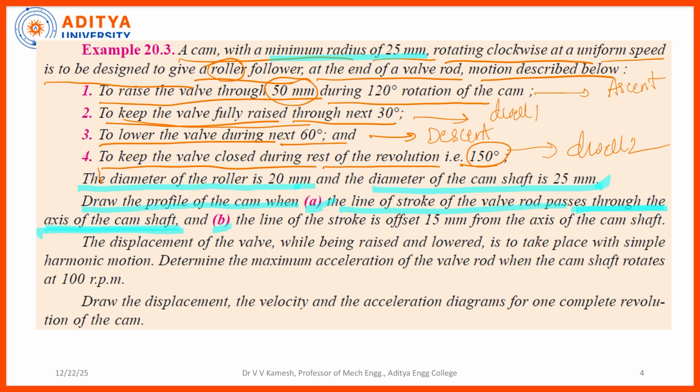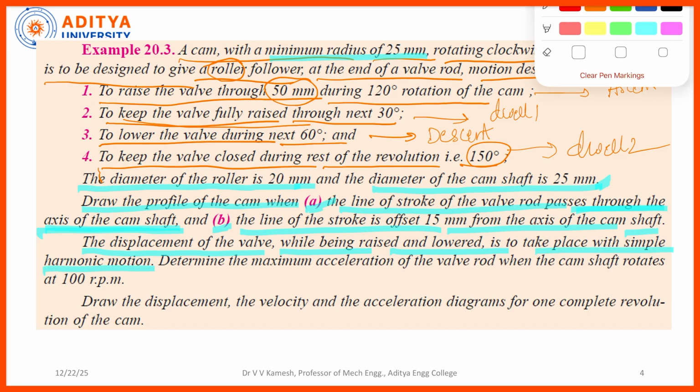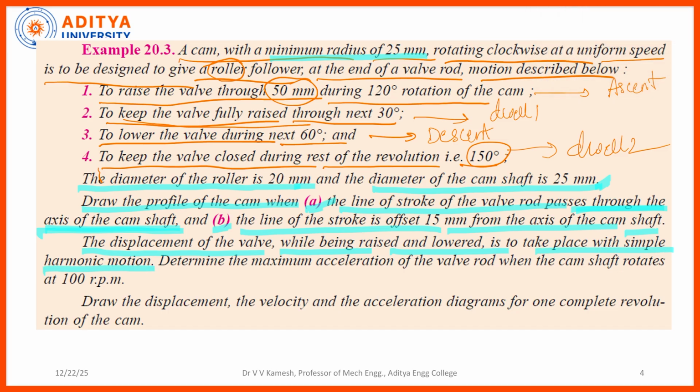B. What is the next condition? It is to be left or right offset. The line of stroke is offset 15 mm from the axis of the camshaft. Now the other data you look after this. The displacement of the valve while being raised and lowered is to take place with simple harmonic motion. Now we identify here the ascent and descent, that will be raised and lowered. That means your ascent and descent both are simple harmonic motion.